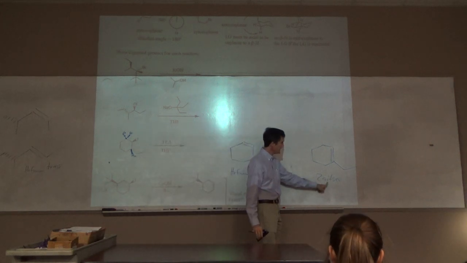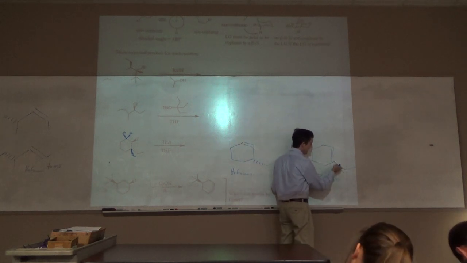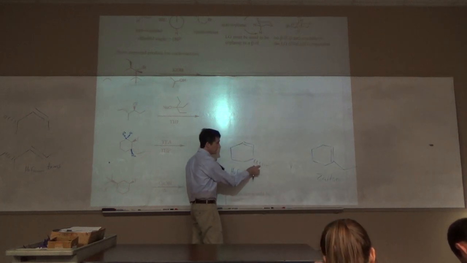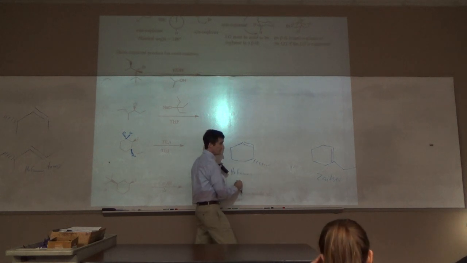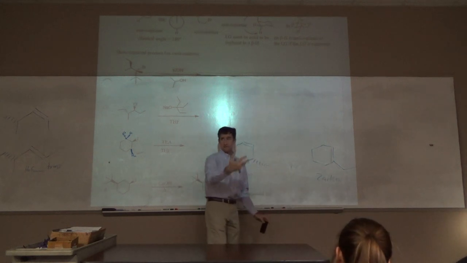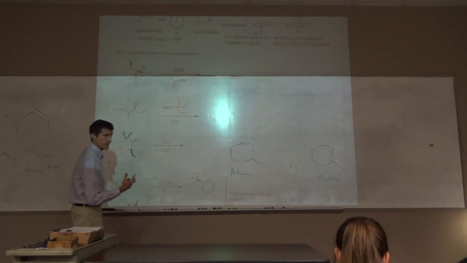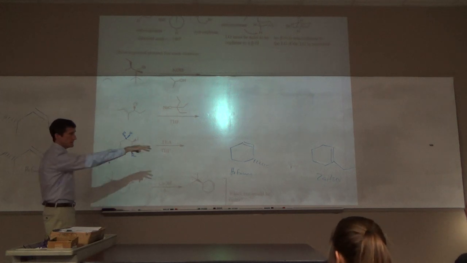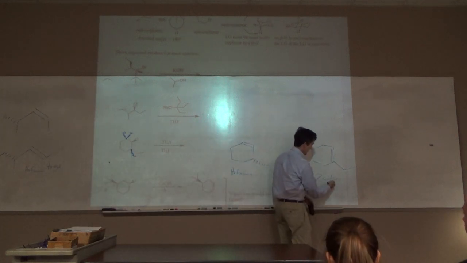How did we know this was the Saytzeff? Because I knew that putting the double bond here and having the substituent on the double bond would make this a trisubstituted alkene. By putting the double bond here, I knew the substituent would not be there. This would be disubstituted. Less substituted, that's Hofmann. More substituted, Saytzeff. But I could see that before I even drew it. You may not be able to see that, but some of you probably can. But draw them, okay? Which is more stable? Well, this is more stable. That's why I call it Saytzeff.